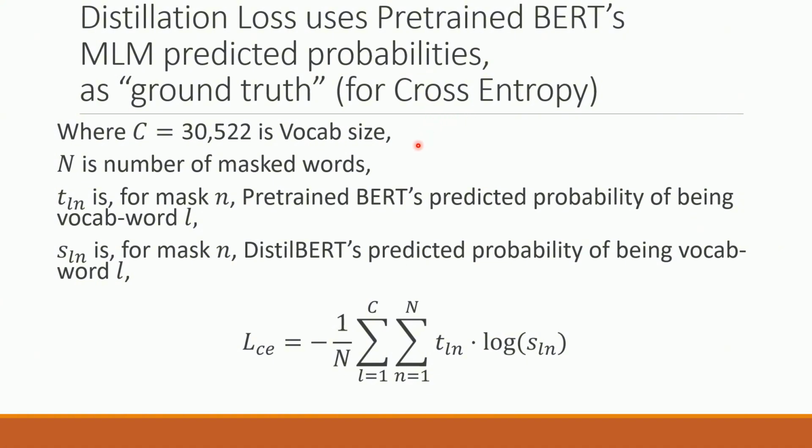So again, this is quite similar to what we saw before. This is the vocab size, n is the number of masked words. And in this case, the so-called ground truth is the teacher's predicted probabilities by pre-trained BERT. And the student probability is by DistilBERT as per normal. So you can see here, this used to be the ground truth, and this used to be the predicted probability by the model. So this is the distillation loss used by DistilBERT.